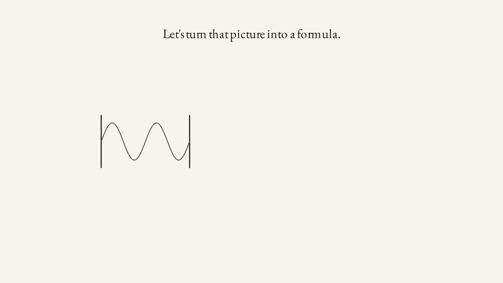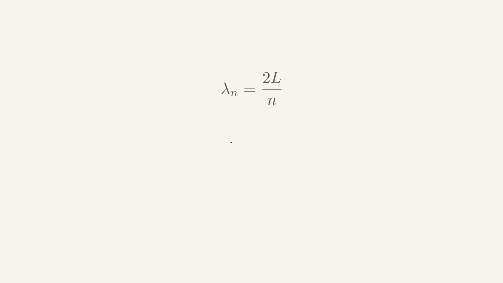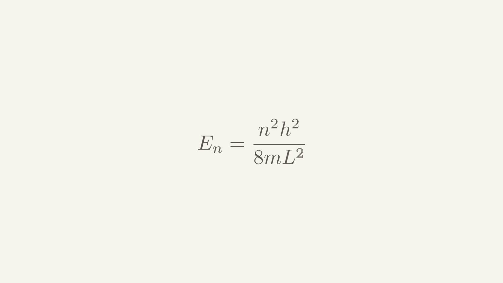Let's turn that picture into a formula. Level n fits n half waves across a box of width L. So its wavelength is lambda n equals 2L over n. More half waves means a shorter wavelength. A shorter wavelength means more momentum, p equals h over lambda. And kinetic energy grows as momentum squared, E equals p squared over 2m. Substitute and the n lands upstairs, squared. E n equals n squared times h squared over 8 m L squared.